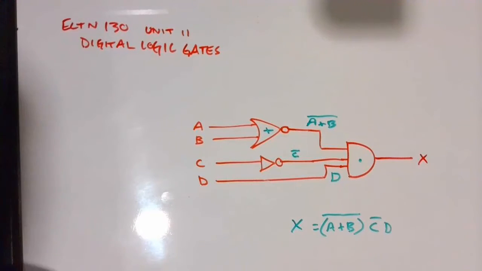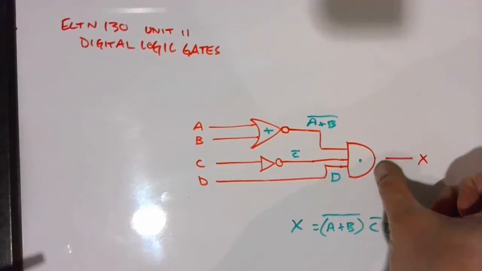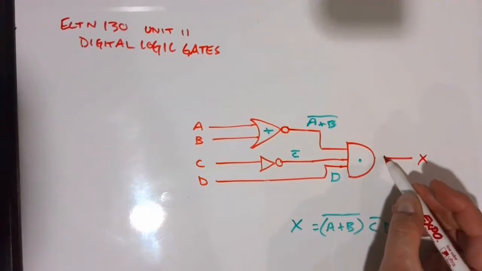Lastly, let's do one more change here. What if we had this as, instead of an AND gate, a NAND gate? Like that.